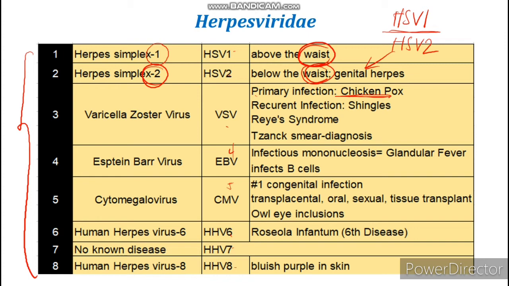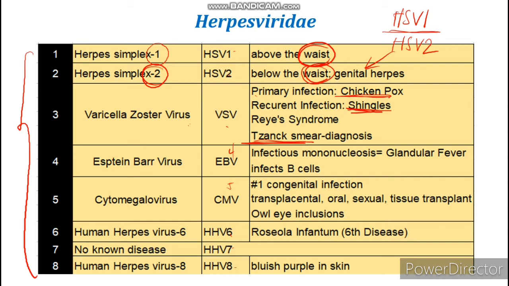And then kapag nag-recurrent ulit yung infection or yung virus na to, it now becomes your shingles. It also causes your Reye's syndrome. And the diagnosis used for varicella zoster virus is the Tzanck smear. Later on, we'll discuss what is Tzanck smear.